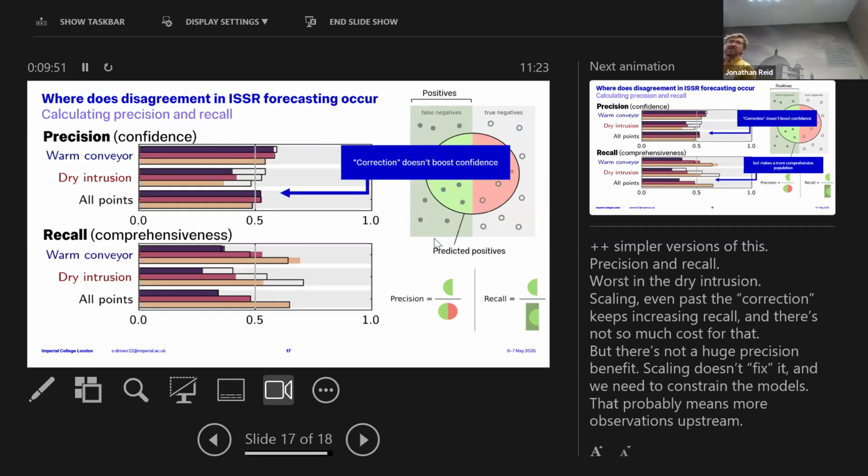The other thing we see is that this correction, this matching of the occurrence rate, doesn't boost the confidence at the individual supersaturated region level, which is a weird thing to think about, but it basically means that we're not correcting for the purposes of measuring individual flights.